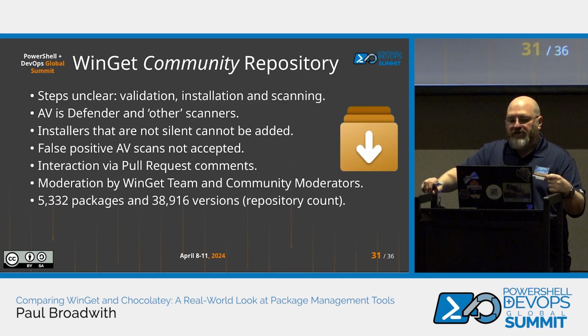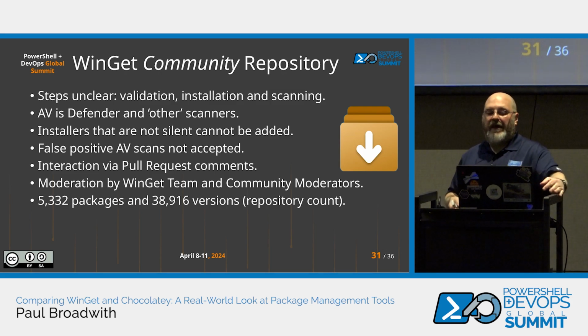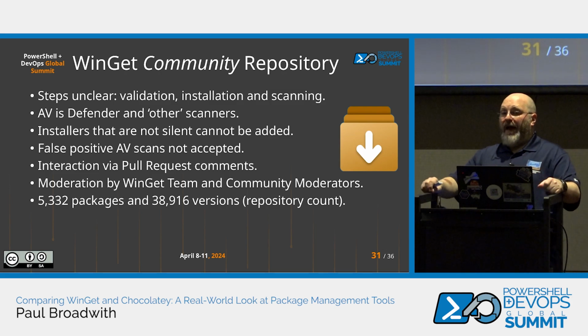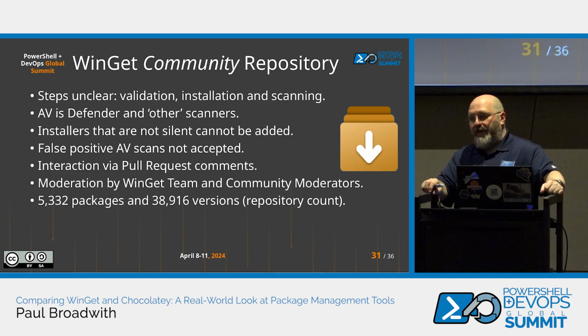There's 19 members of the moderation team, and that includes 10 WinGet and 9 community moderators. And there's 5,000, this is my number, and I'll explain it in a second. There's 5,332 packages in the repository and 38,916 versions of those packages. Now, that's a repository count, so I've gone in and cloned the WinGet packages repository and counted them, not manually, but using some wonderful PowerShell, of course, and that's the number I got.